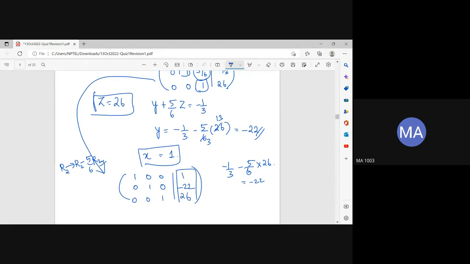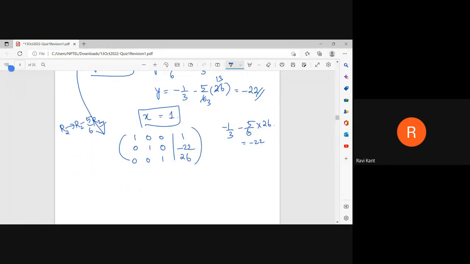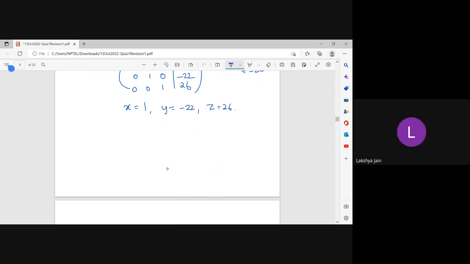So we get the answer directly. In RREF, you can directly get the answer. x is 1, y is minus 22, z is 26. Answer is same, it will be the same, no? It's a unique solution, so it has to be the same across whatever method you choose to solve the problem, right? Okay. So is this clear to everyone? Yes, ma'am.